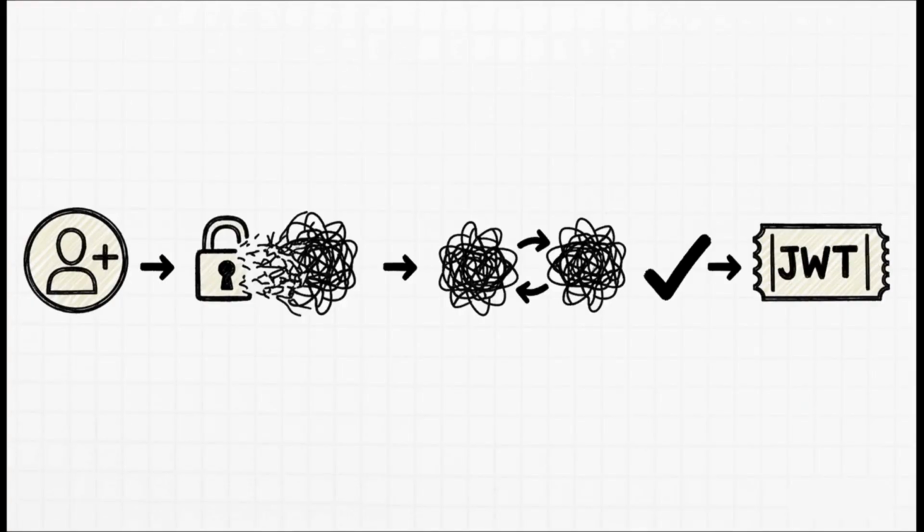So a user signs up, but, and this is so important, we never ever store their actual password. Instead, we use a tool like Bcrypt to scramble it into a secure, unreadable hash. Then, when they try to log in, we hash what they typed and just see if the two hashes match. If they do, we don't just let them in. We issue them a special digital key called a JSON Web Token, or JWT for short.